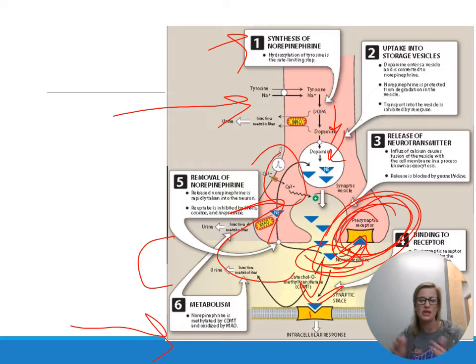Okay, so monoamine oxidase, MAO, is an enzyme that breaks down the norepinephrine inside the neuron. We also have, they're old drugs, but called MAOIs, monoamine oxidase inhibitors, that inhibit that process, which would increase the amount of neurotransmitter available.